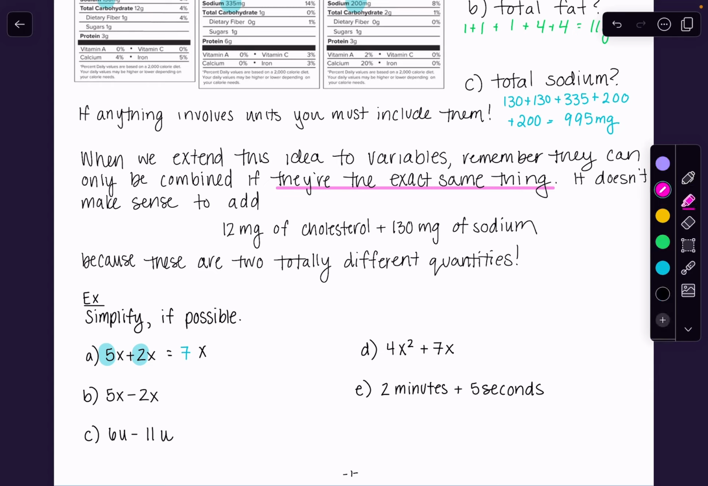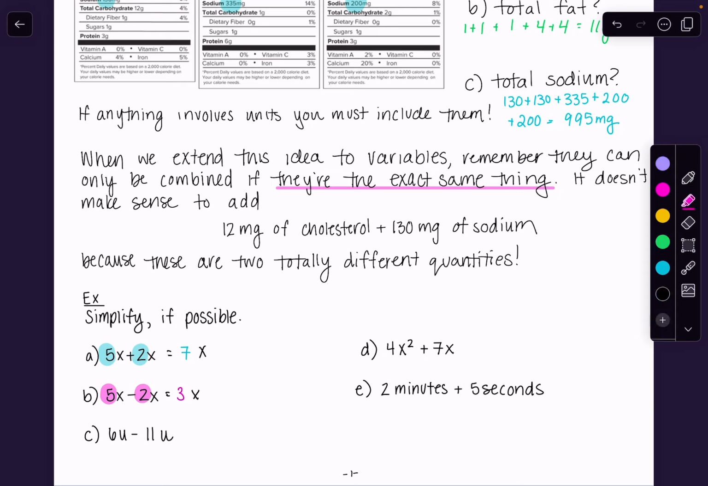Same idea for this next one. I have 5 x's and now I'm going to subtract 2 of them. So what that's going to do is it's going to condense down. 5 minus 2 is 3. So this in turn leaves me with 3 x's.